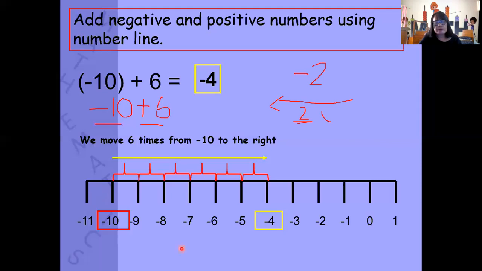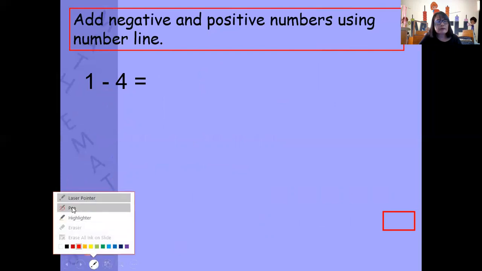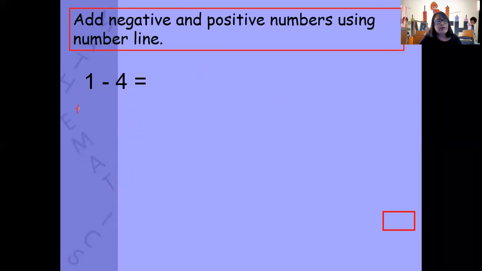Next example, I mean. I have here, I did not put the brackets anymore, positive 1 and negative 4. So this is the same thing as positive 1 plus negative 4. Okay, so our first number, our starter number, is positive 1, or 1, and our second number is negative 4.